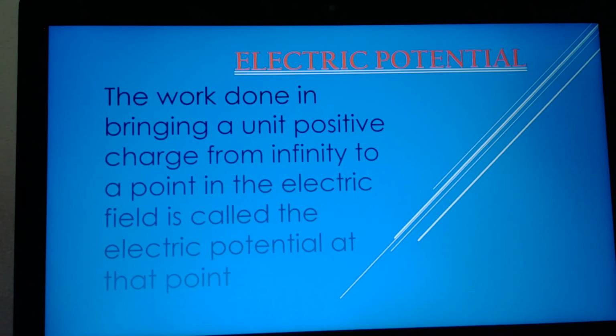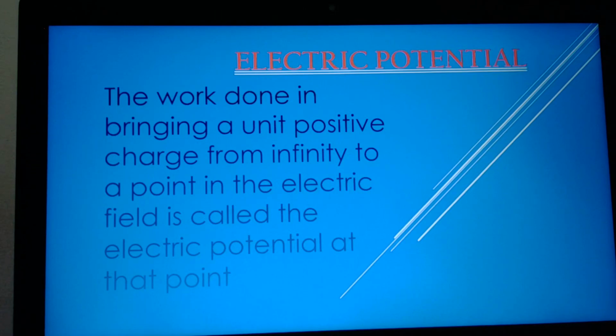So that is why we are saying that electric potential is a scalar quantity. If you are doing work, you are not taking its direction, you are just calculating the work done against a particular force acting there. You calculate the work done as a product of force and displacement, and you measure that work done as a scalar quantity.